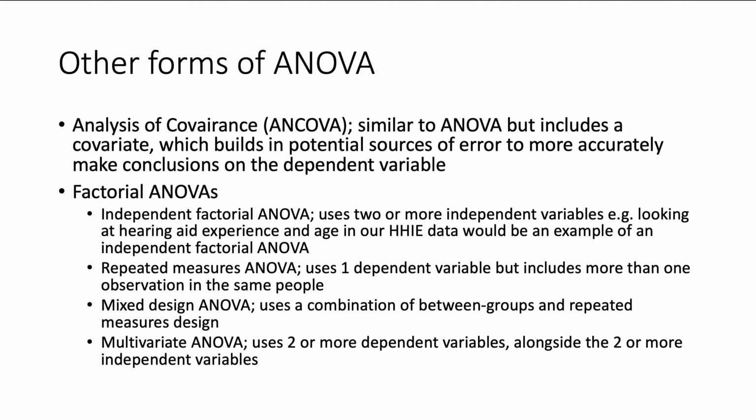As an additional note, there are some other forms of ANOVA. There's the analysis of covariance, which is similar to ANOVA, but it includes something called a covariate. This is just another factor which might be a potential source of error. There are also some factorial ANOVAs, which I'm not going to go through, but you should be aware of in case they're relevant in next year's project.